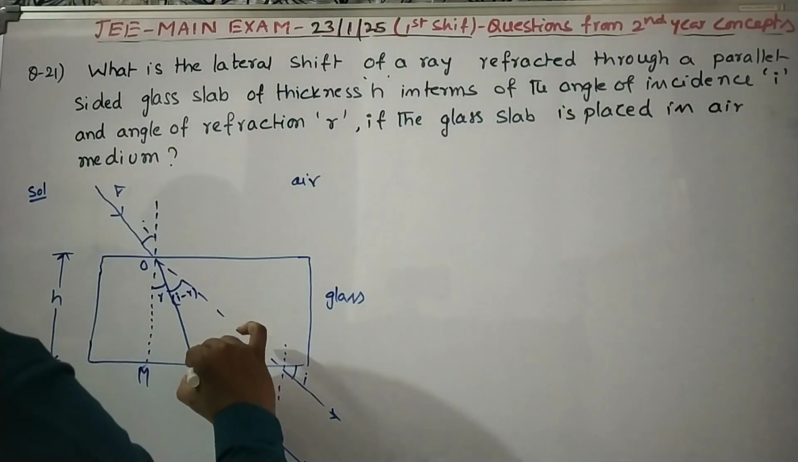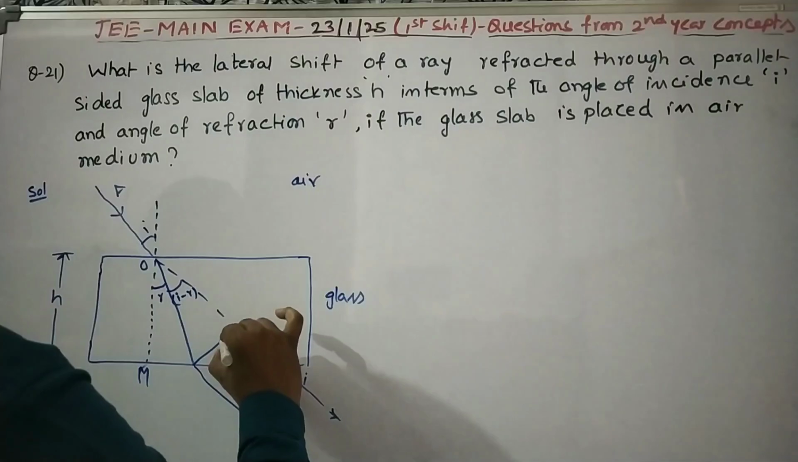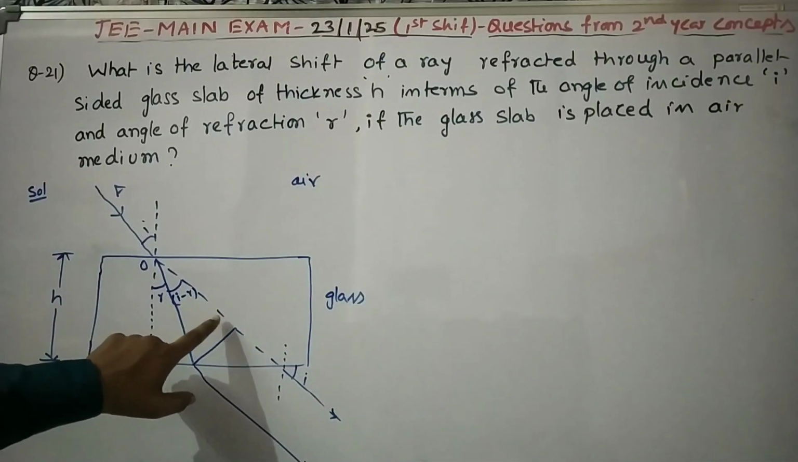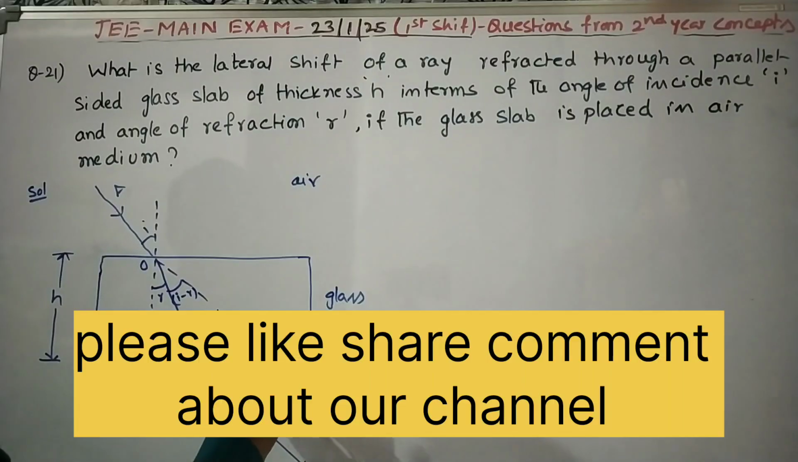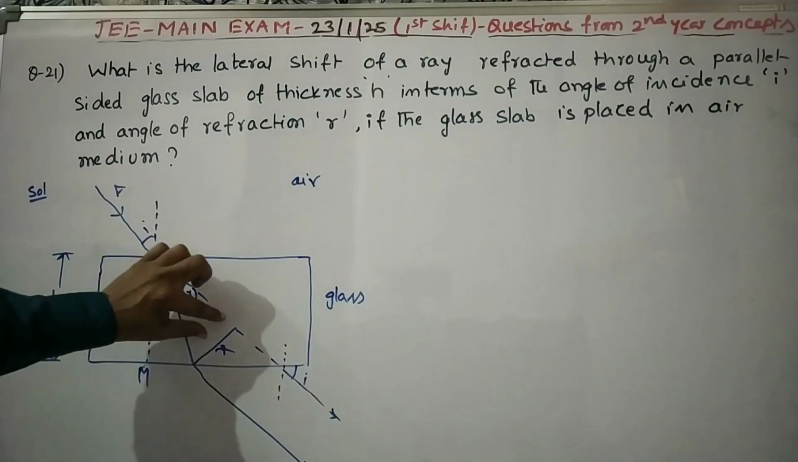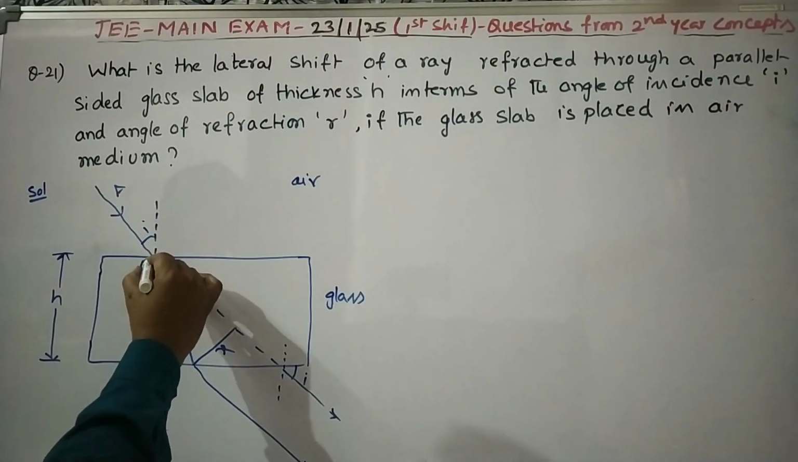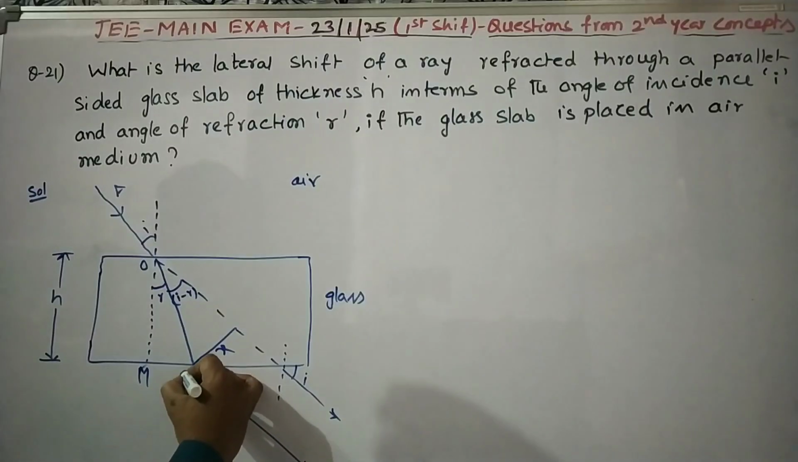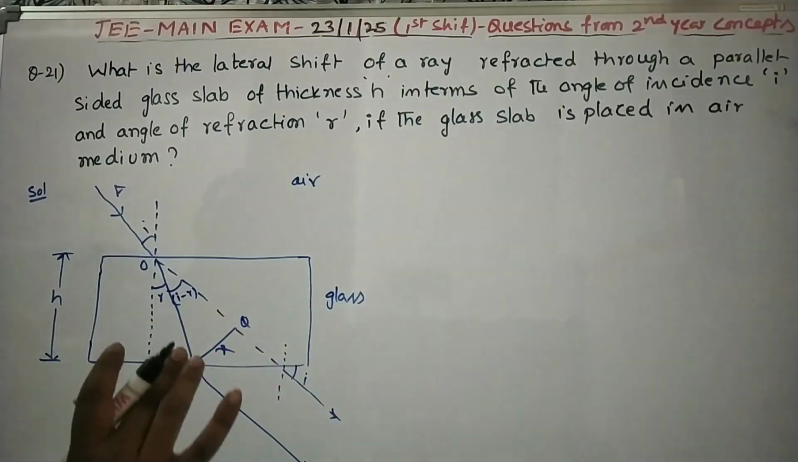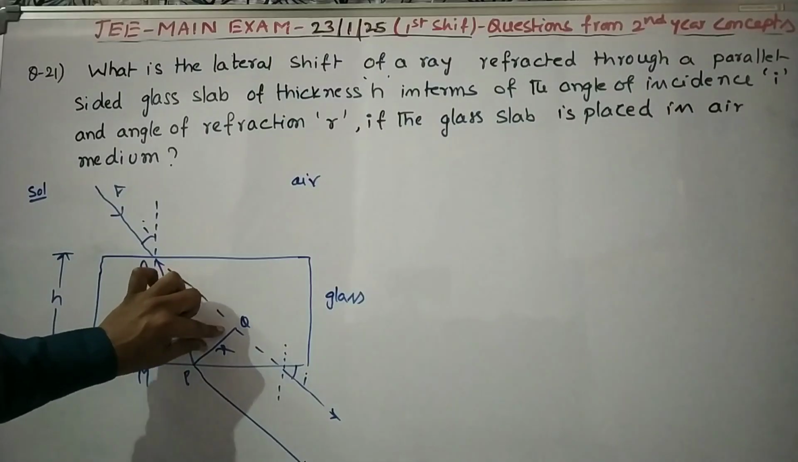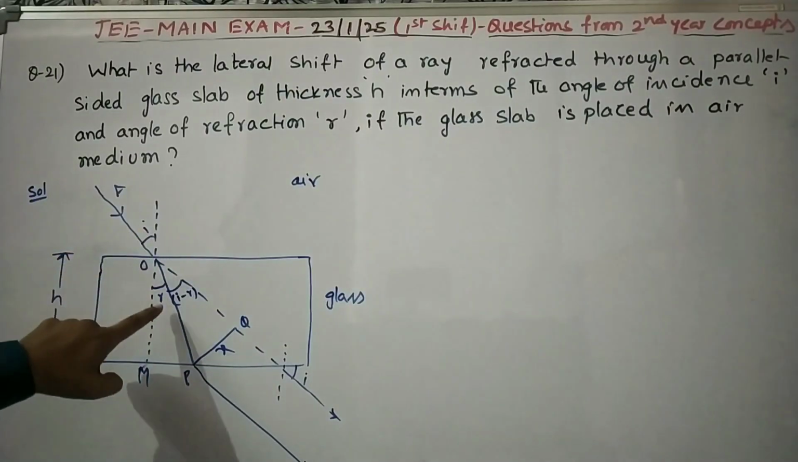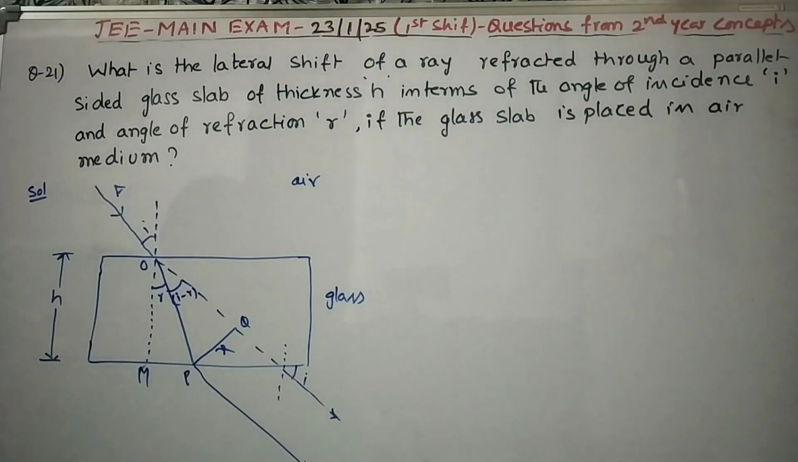The perpendicular distance between the actual path and the refracted path is called lateral shift. This is called, say, x. This is what I call lateral shift. So this is point O, this is point P, this is point, say, Q, for the sake of our convenience. He is asking for x to be expressed in terms of angle of incidence and angle of refraction.